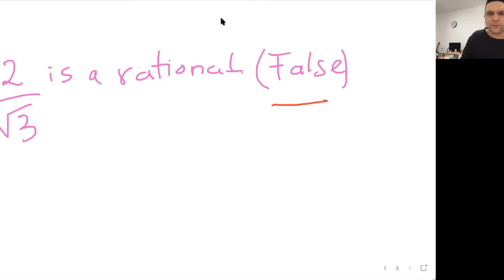Let me change the color just to mix it up. Red. I don't like that red. Green? No. Blue? Okay, let's try that blue. Or black. Oh, I like that black.